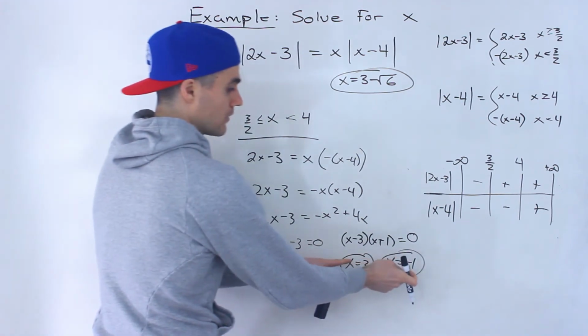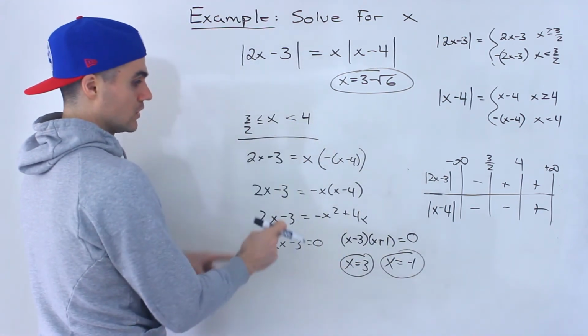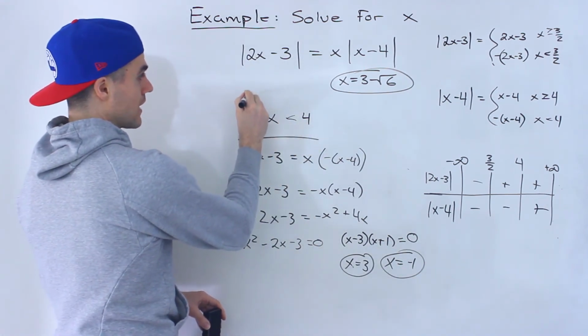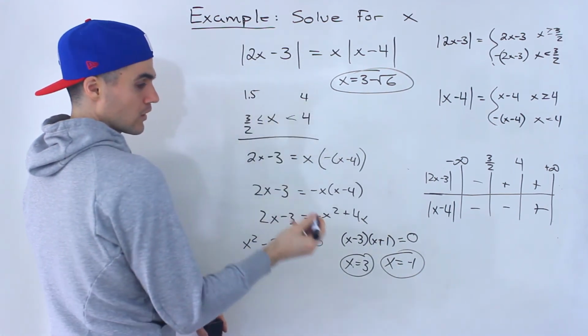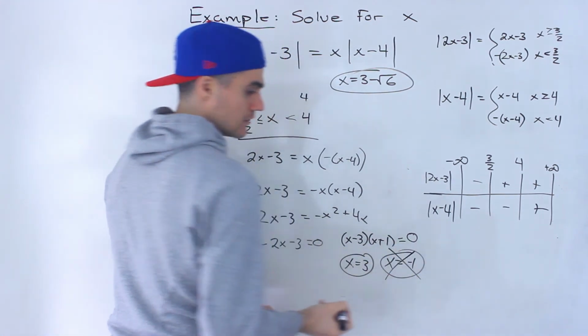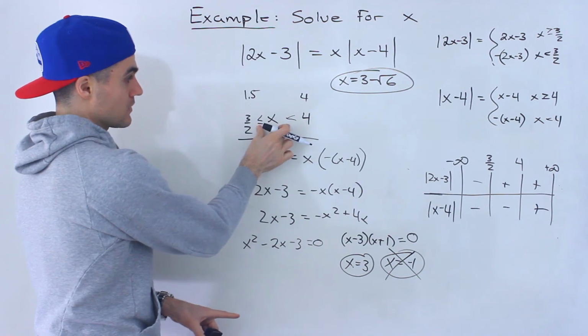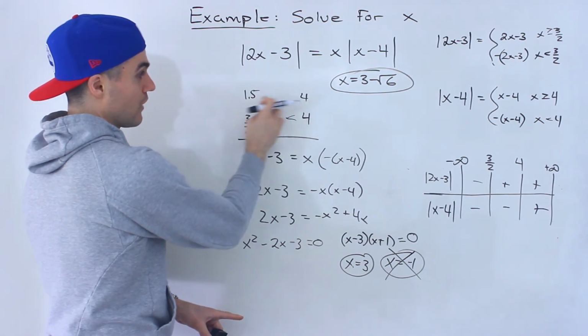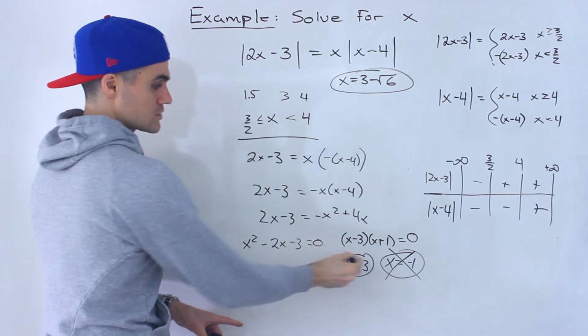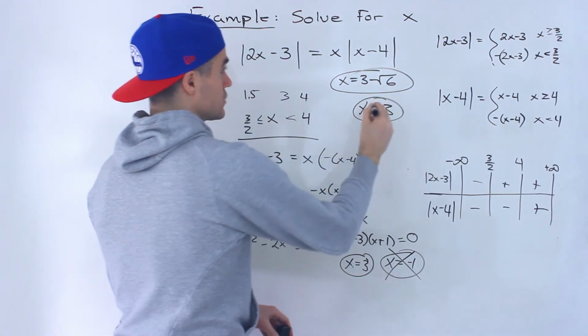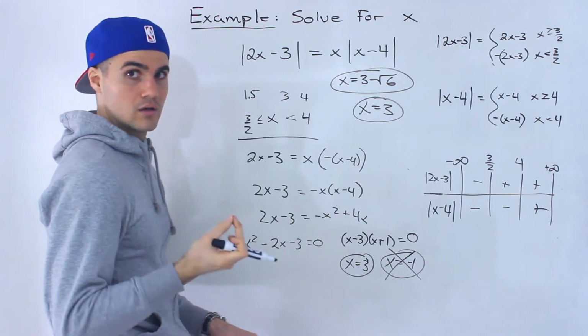But then we got to check whether these are within this interval. Notice x equals negative 1 is not within this interval. This is for x values between 1.5 and 4. Negative 1 is not on that interval, but 3, notice that it is within this interval. It is between 1.5 and 4. So this solution works, and so that is going to be one of the solutions to this overall equation.